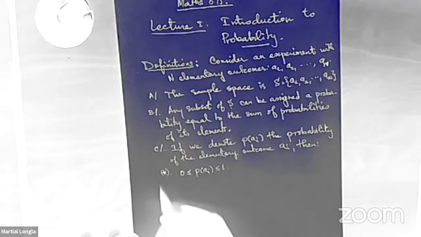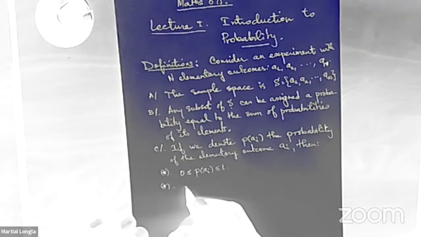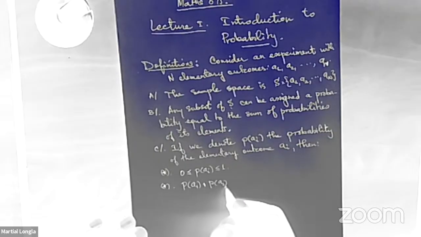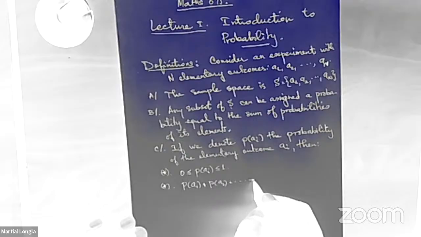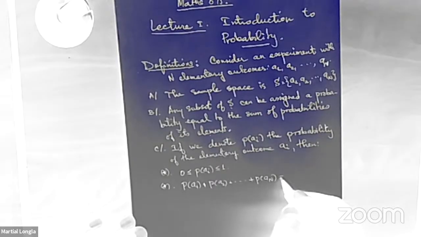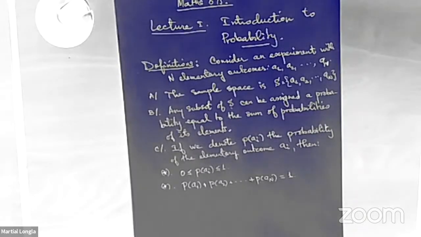And the second: the probability of A1 plus the probability of A2, if you add all the probabilities of the elementary outcomes, it must be equal to 1. So the sum of probabilities of the elementary outcomes is always equal to 1.